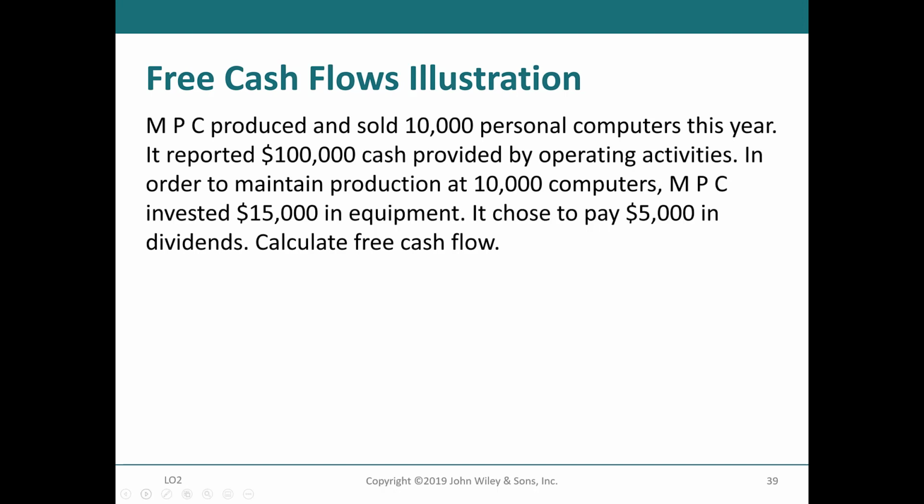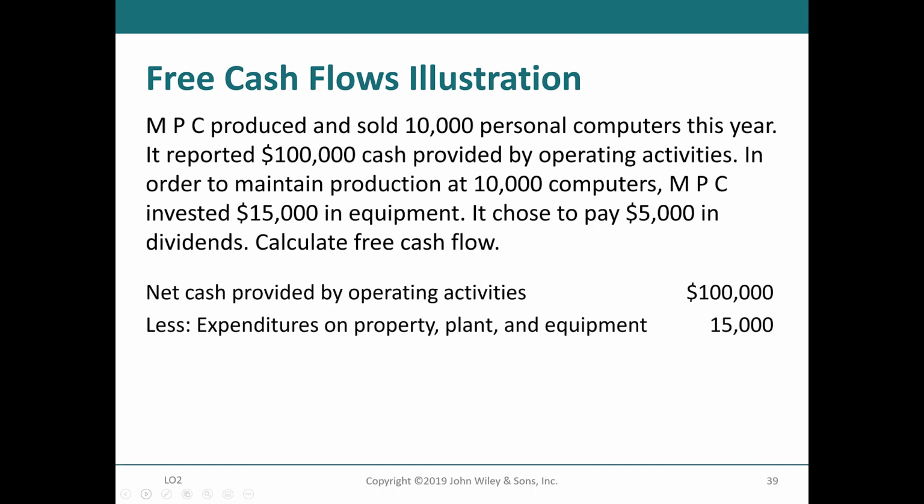Calculate the free cash flow. Net cash provided by operating activities 100,000. Expenditure on property, plant and equipment 15,000. Dividend paid 5,000. Free cash flow 80,000.